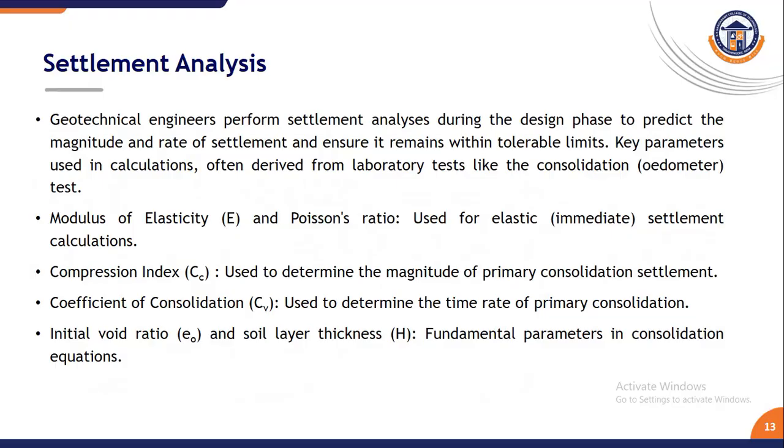In the settlement analysis, geotechnical engineers perform settlement analysis during the design phase to predict the magnitude and rate of settlement and ensure it remains within the tolerable limits. The settlement analysis is carried out using various parameters: modulus of elasticity, compression index, coefficient of consolidation, and initial void ratio. Modulus of elasticity is denoted E, compression index Cc, coefficient of consolidation Cv, and initial void ratio e0.